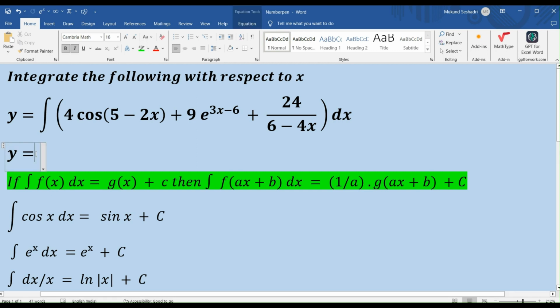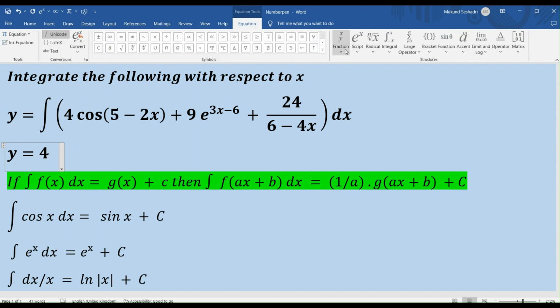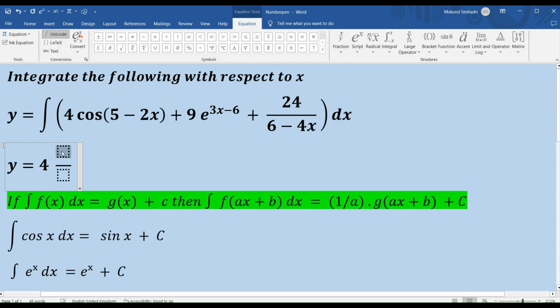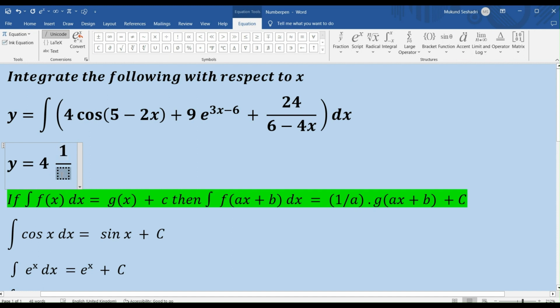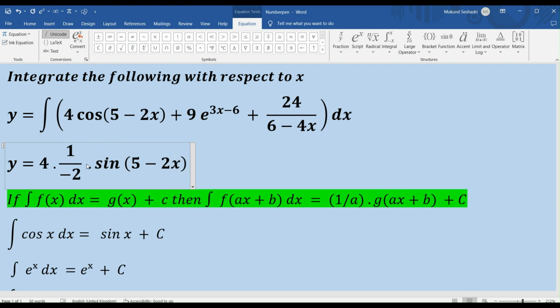So to solve this first part of the integral using the sum rule, 4 times cos of 5 minus 2x: 4 remains as it is. 1 by a becomes 1 by minus 2, right? Why? Because I have 5 minus 2x, right? Equated to ax plus b, a becomes equal to minus 2. And then I have sine of 5 minus 2x, right? This is what I have. And then I go to the next part.